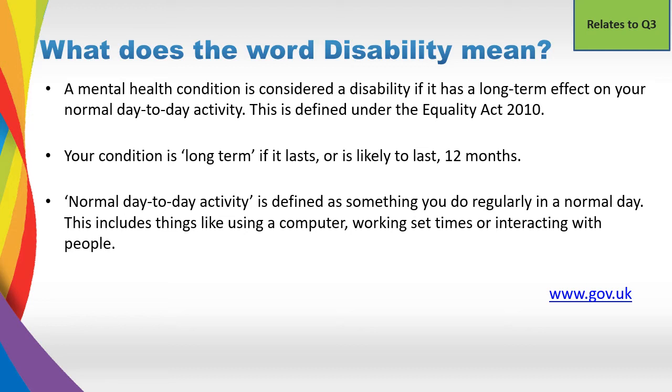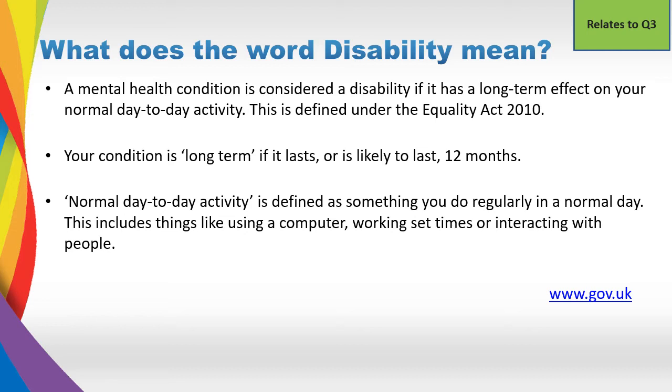So let's have a look first of all at what the word disability means. So disability from the government website is defined as this: a mental health condition is considered a disability if it has a long-term effect on your normal day-to-day activity. This is defined under the Equality Act of 2010. Your condition is long-term if it lasts or is likely to last for 12 months. Normal day-to-day activity is defined as something you do regularly in a normal day. This includes things like using a computer, working to set times, or interacting with people.